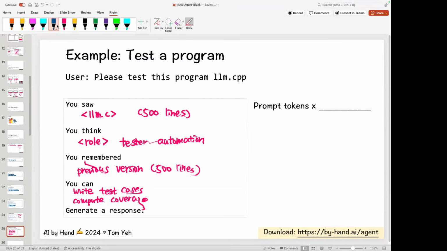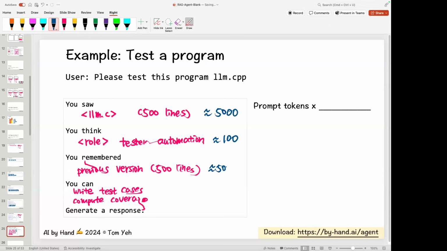And then we do some accounting. So now the prompt tokens, how many prompt tokens? If we add all 500 lines of this source code into this, this will be a lot of tokens, for instance, 5,000. And maybe a more refined tester automation description that we want you to think or take steps, and then maybe 100 tokens to do that.